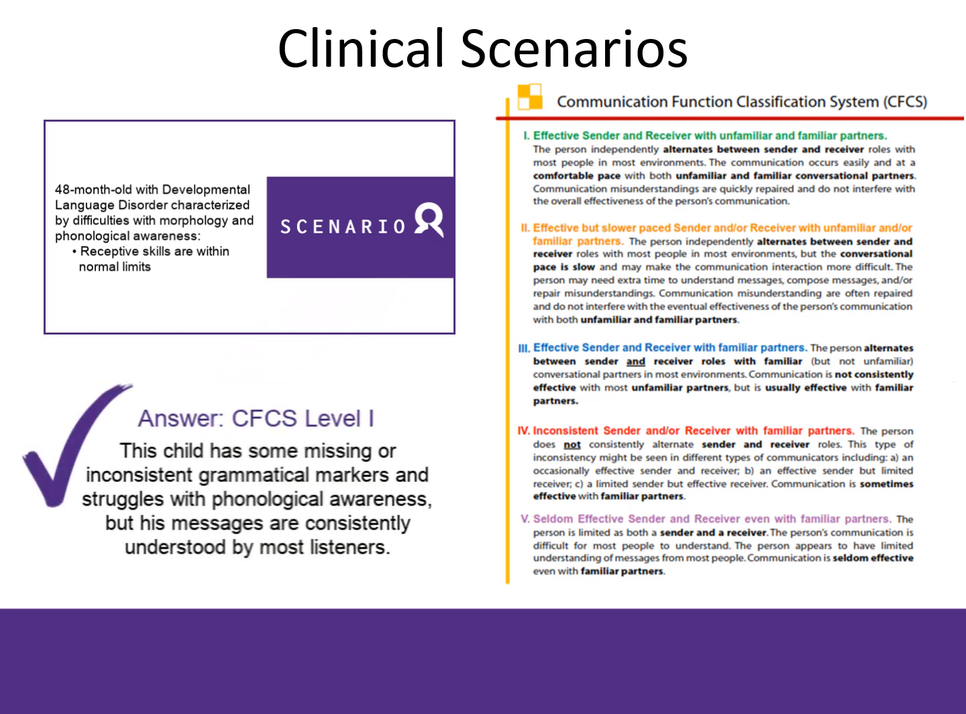This child should be classified as CFCS Level 1. The child has some missing or inconsistent grammatical markers and struggles with phonological awareness, but his messages are consistently understood by most listeners.